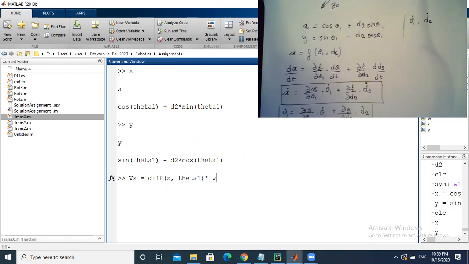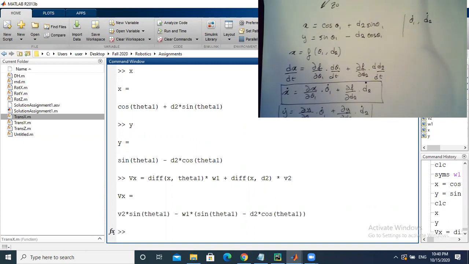What is theta 1 prime? We call it omega 1, plus the other one is here, right? So it's d f diff. So this guy in MATLAB is diff x with respect to d2, which is already a symbolic variable, so we can do that. And we said the telescoping velocity, what did we call it? We called it v2, right? So there you go, this is your velocity in x direction.